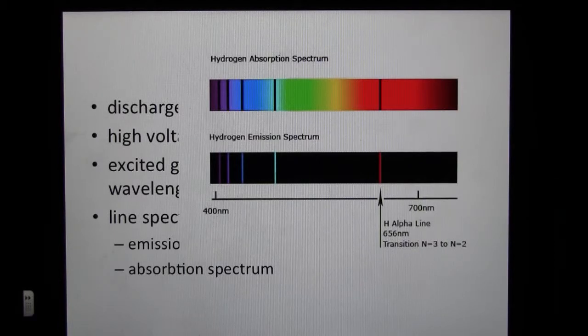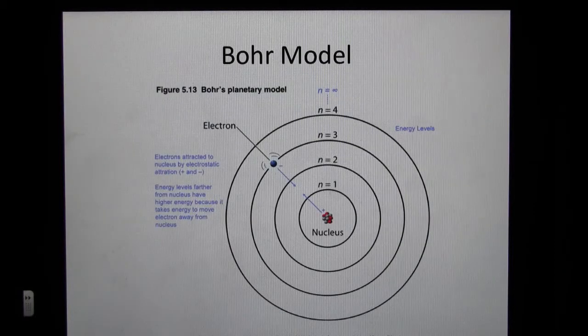To understand why this occurs, we need to understand Bohr's model of the atom. Bohr proposed that electrons are confined to energy levels, traveling in circular orbits around the nucleus, similar to the planetary model. However, instead of the gravitational force holding the electrons in orbit, it's the electrostatic attraction between the electrons and the protons in the nucleus.